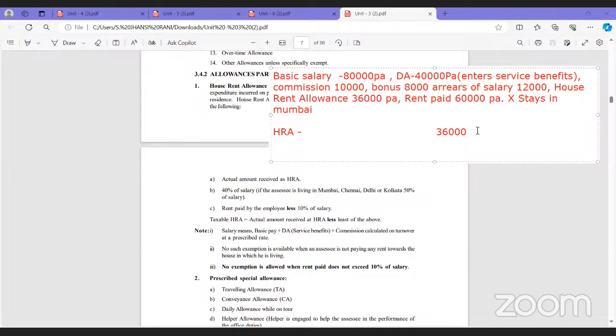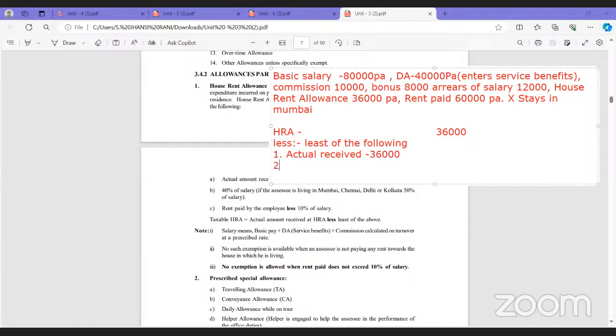Now I have to find out how much HRA is exempted. If we look at the rule, the exemption is the least of the following. What is the first point? The first point is actual HRA received. What is the actual HRA Mr. X is receiving? House rent allowance, 36,000. So this is the first point.